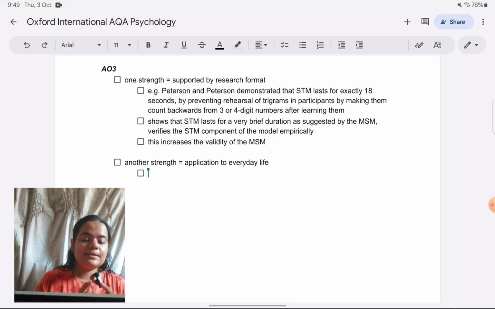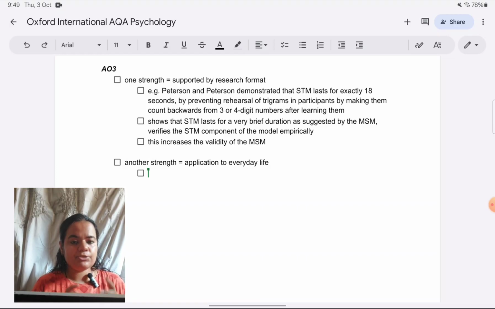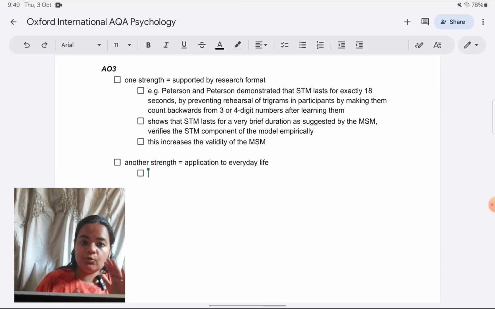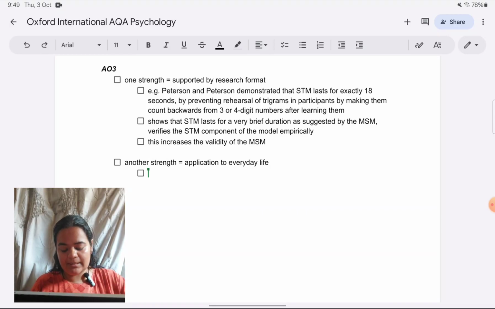So another strength is application to everyday life. Application, as I was saying, means practical usefulness, so not just the theoretical value of the model, that is explaining memory more. Many students write that. Explanation is not practical application. Where it can be used, you need to indicate that. So first, which is that aspect which is useful? Let's point out that it suggests that, again, it's an example. There are many applications possible. Out of that, we are taking one.